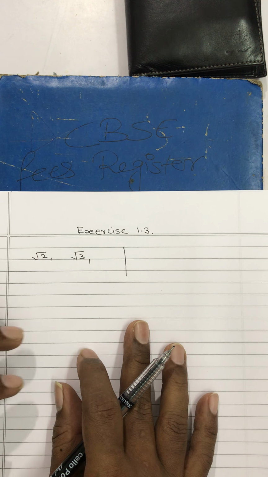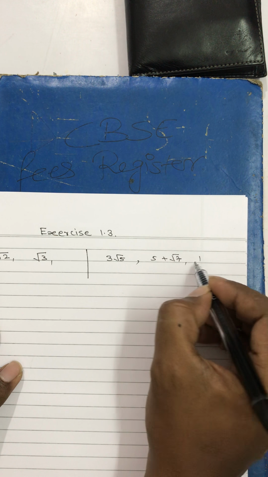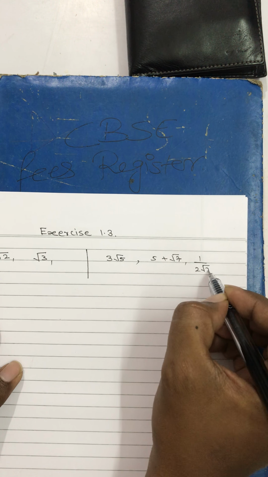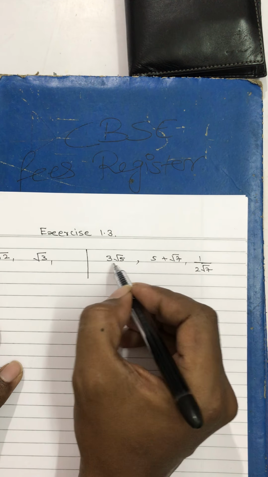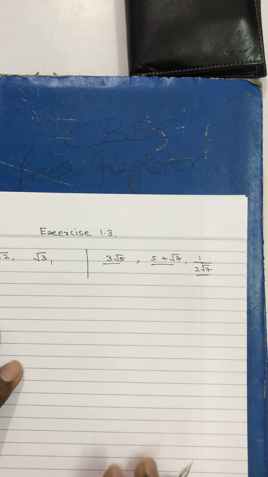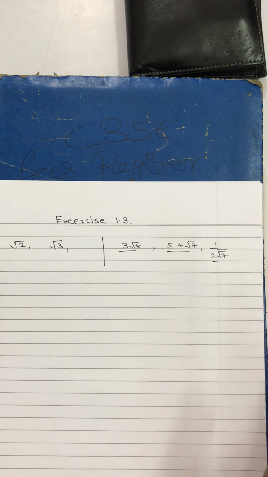Apart from that, we also have questions like, supposing they will be giving you 3 root 5 or 5 plus root 7 or 1 upon 2 root 7 of this sort. These are all different questions. I have segregated them into different groups.